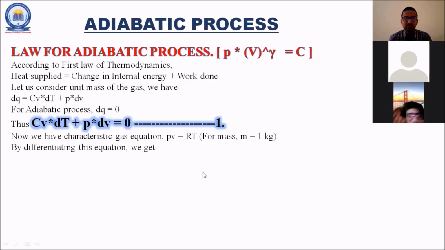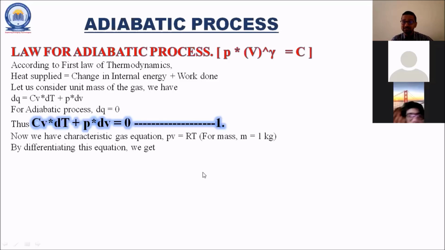Some of the students are asking how we are getting equation number 1. Dear student, it is very easy to understand. The heat supplied is equal to change in internal energy plus the work done. We are considering the unit mass of the gas, so for unit mass, we need to consider the specific values of the different quantities. So I am writing dq is equal to Cv dT plus P into dV. Now for the adiabatic process, we have already understood in the definition that dq is equal to 0. So thus I can write Cv dT plus P into dV is equal to 0. That is equation number 1.